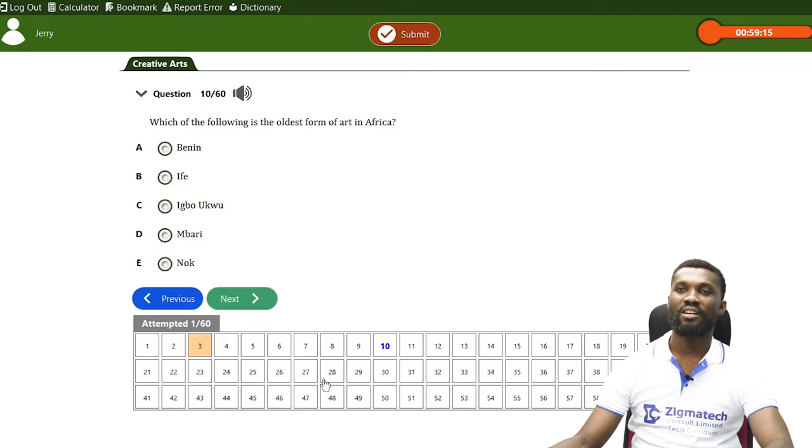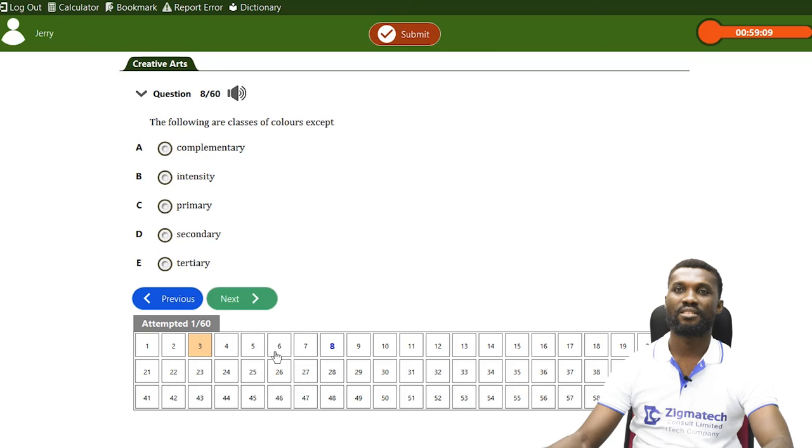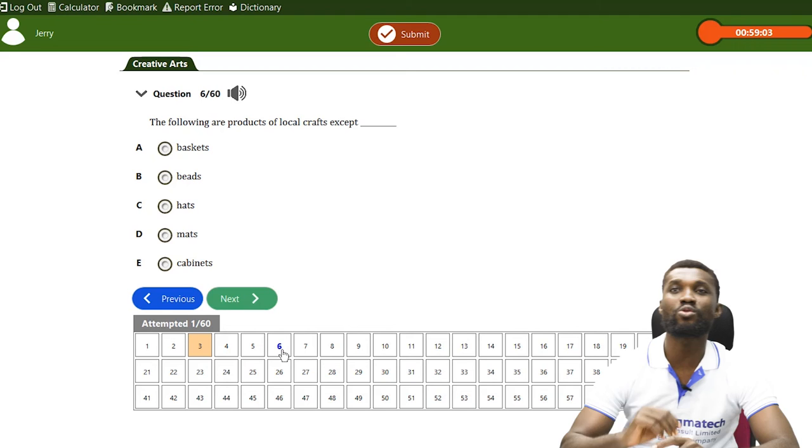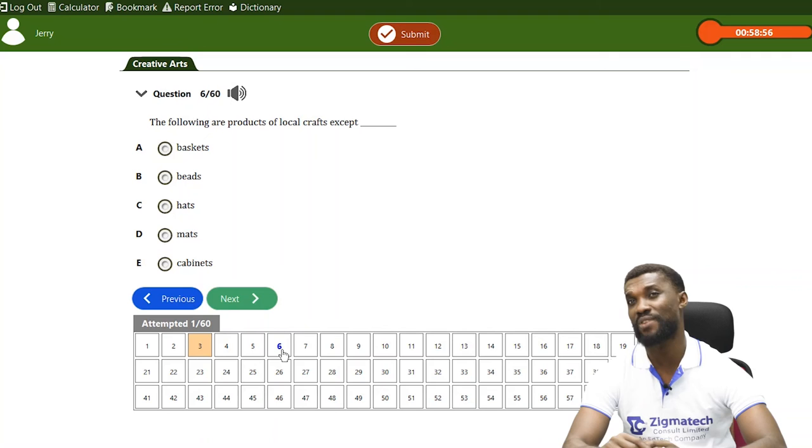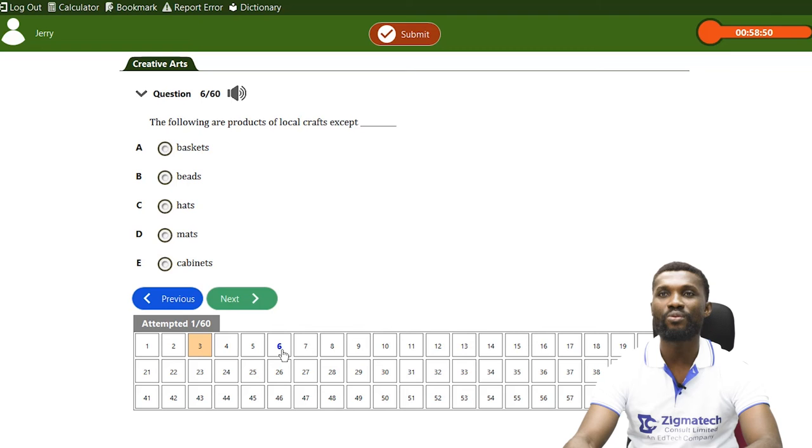Question number 6. Now, the following are products of local craft, except dash. Remember, we talked about the improvisation of local materials. So which one among these is not a product of local crafts, or shall I say improvisation?